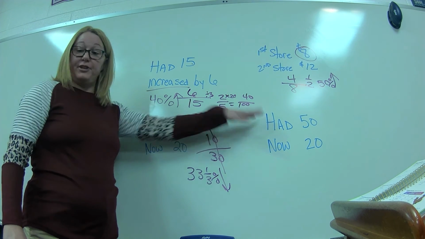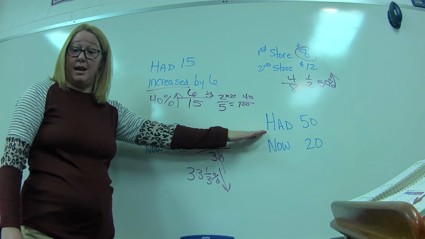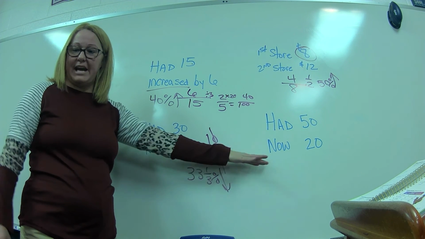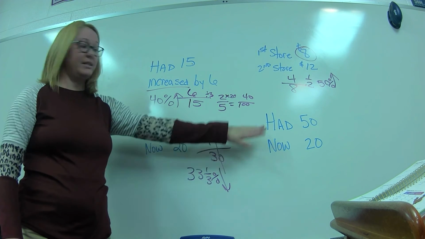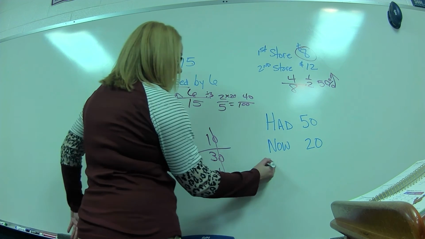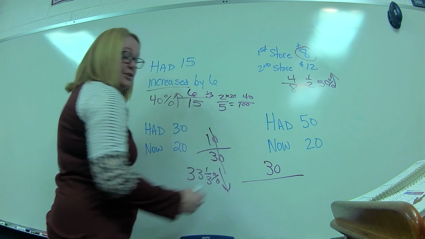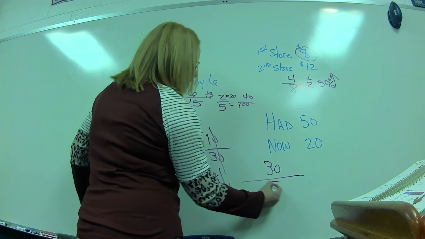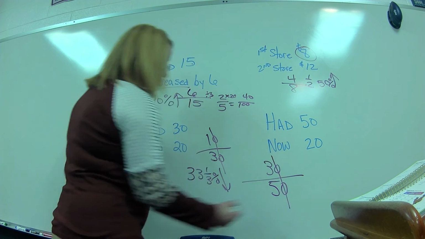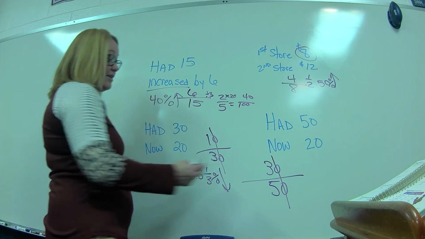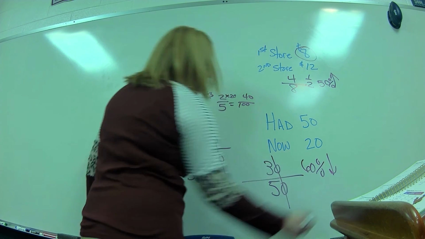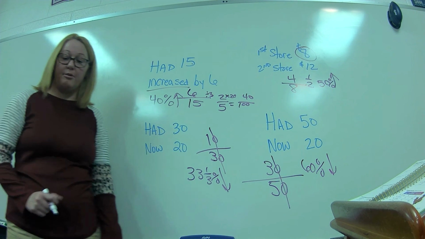What if I had $50 before Christmas, but then I bought me a shirt and say some socks, and now I only have $20. So what's the difference of 50 and 20? The difference is 30. So difference over original. So 30 over 50 gets reduced to 3/5. 3/5 is 60%, and it decreased because I spent the money.